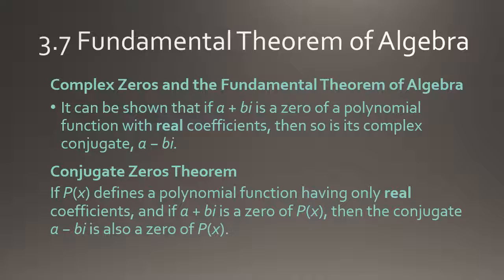They will always come in pairs, the a plus bi and the a minus bi. If 1 plus 3i is a solution, 1 minus 3i must also be a solution.